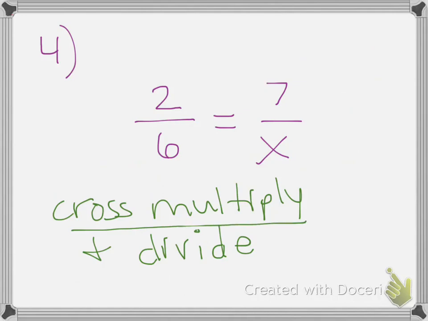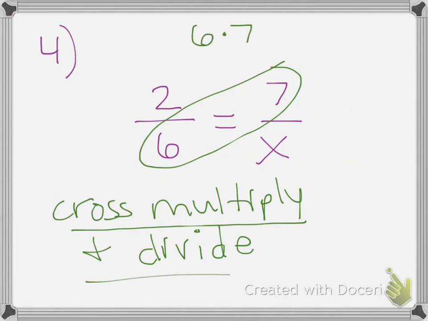Cross multiply, you want to take the numbers that are diagonal from each other. You don't want those because x is your variable. You want these because you can multiply those two numbers. So the first thing you do is 6 times 7. And then divide. You divide by the last number that's there, 2.